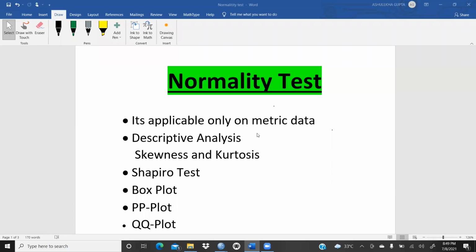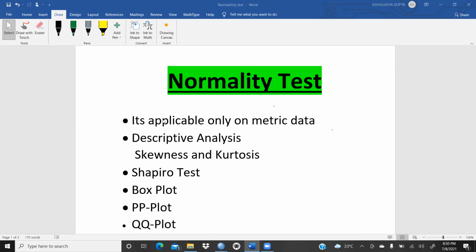Today we will discuss the normality test. There are so many ways through which we can test normality of the data, and it's most important because data should be normal before proceeding to any statistical analysis.